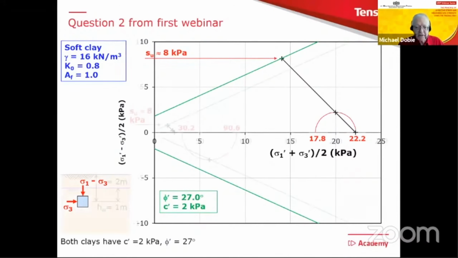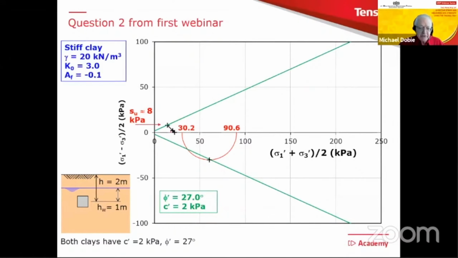But what about the stiff clay? So let's switch over now to the stiff clay. I've assessed the unit weight at about 20. The K0 is about 3 in London clay at the top, which we saw again in webinar number 1. And I'm assuming an A_f slightly negative. So what we can now do is calculate the principal effective stresses inside the ground.